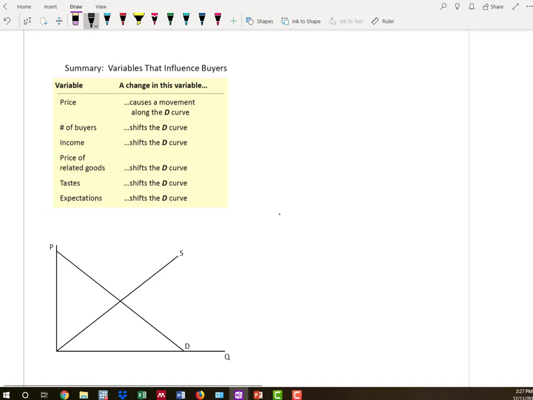Let's talk about what happens to the equilibrium in an economy when either the demand curve or the supply curve shifts. Before we do that, let's remind ourselves of what we studied in the first part of the semester. What happens when I have more than two variables to graph?